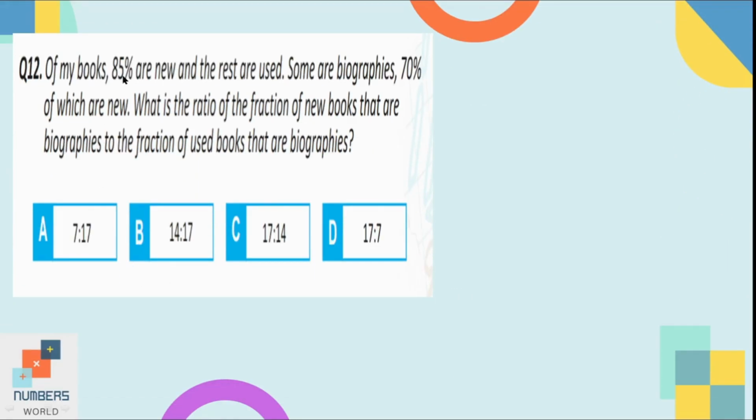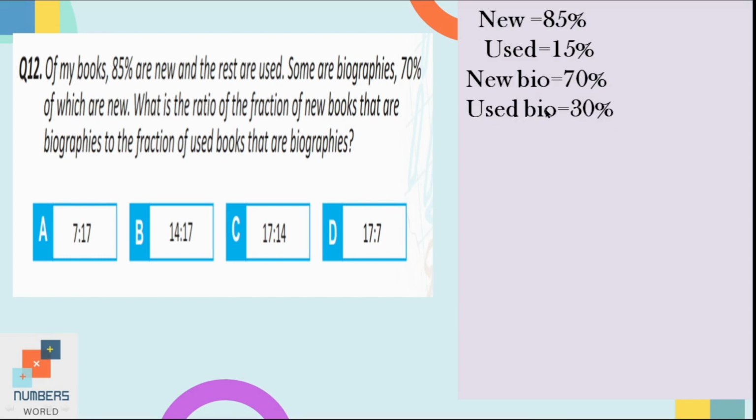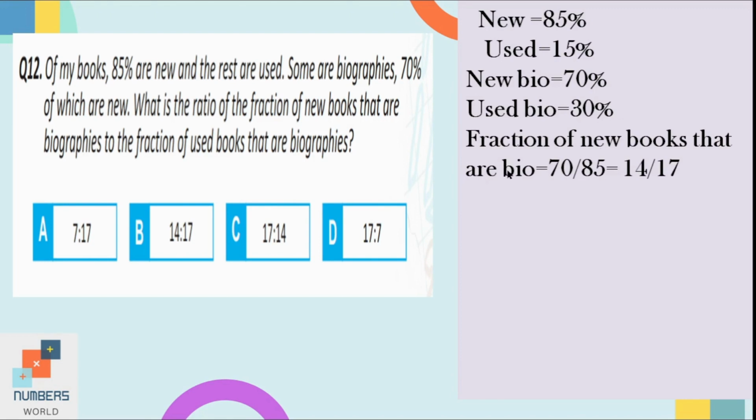Question number 12. Of my books, 85% are new and the rest are used. Some are biographies, 70% of which are new. What is the ratio of the fraction of new books that are biographies to the fraction of used books that are biographies? So 85% of the books are new books and the remaining 15% are used books. 70% of the new books are biographies and 30% of the used books are biographies. Now to calculate the fraction of new books that are biographies, we will divide the percentage of new books which are biographies by the percentage of new books. That is equal to 70 by 85 and 14 by 17 after simplification.